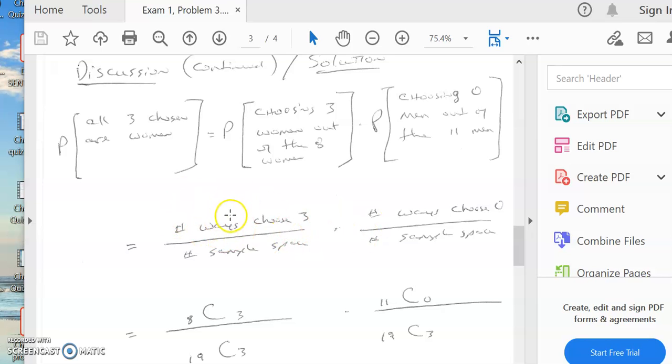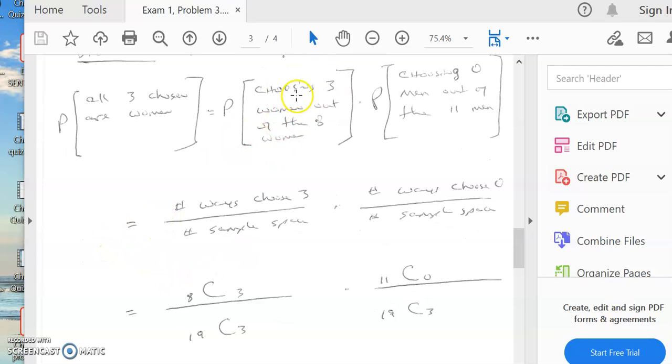Okay, what has to happen in order to get the outcome that you're looking for? In order to get all 3 chosen to be women, what has to happen is you have to choose 3 women out of the 8 women that are on the committee, and you also have to choose 0 men out of the 11 men. Well, are those independent events? I would say they are. I mean, it's not like selecting playing cards and you don't put the card back in. Nothing changes, right? They're independent events.